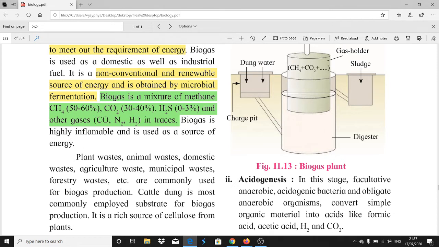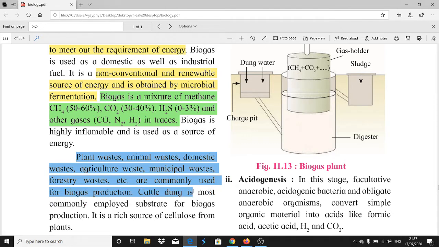Plant wastes, animal wastes, and domestic wastes, as well as agricultural wastes, municipal wastes, and forestry wastes, etc., are commonly used for biogas production. So from the waste, we are getting biogas. That is a very important part of this. Why is biogas in demand? Because we are getting the best out of waste.